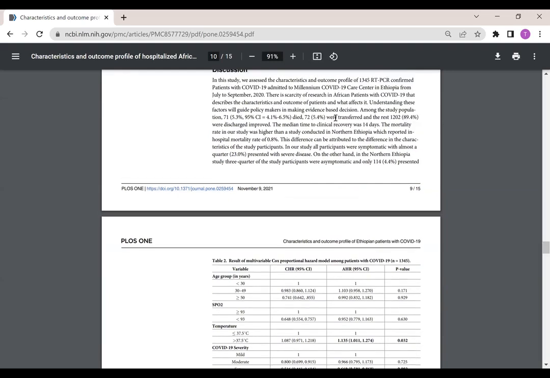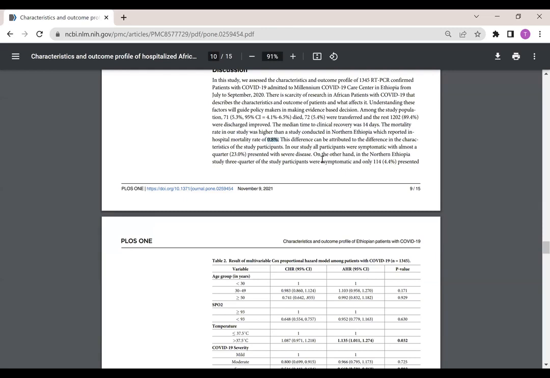The number was high compared to some studies, and it was very low compared to another study. So before jumping to the conclusion that there is a high rate of deaths in our country or in our institution, we have to see the characteristics of the studied population. As you can see in this example, there was another study in northern Ethiopia by the time this study was published. So we have compared it with that. The death rate in that population was 0.8%, but in our study it was 5.3%.